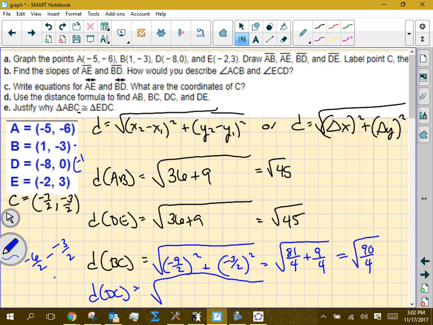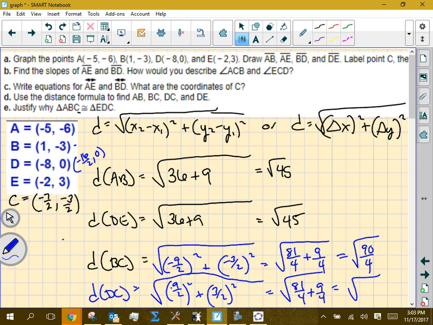D is going to be rewritten as negative 16 over 2, and 0, I'm just going to leave it 0. So now when I do the subtraction, negative 16 minus negative 7 gives me 9 over 2 again. Okay, it's actually negative 9, but it doesn't really matter. And then 0 minus negative 3 halves actually gives me positive 3 halves. We'll square that. Does that still give me 81 over 4 plus 9 over 4? Which gives me radical 90 over 4.